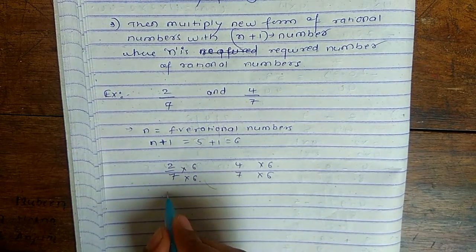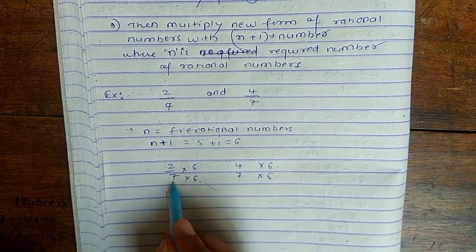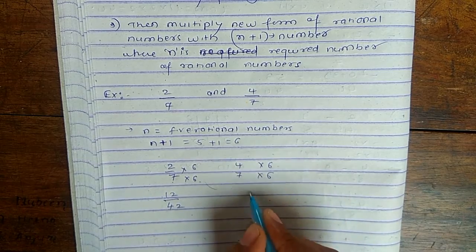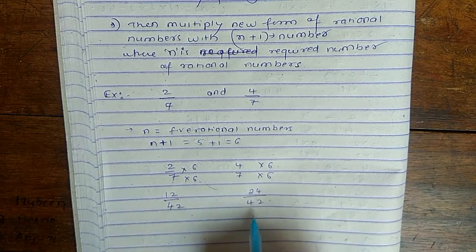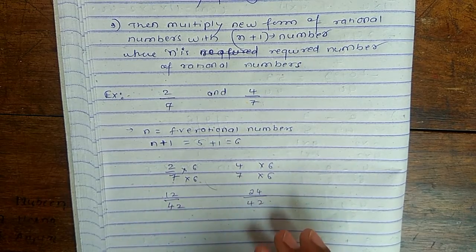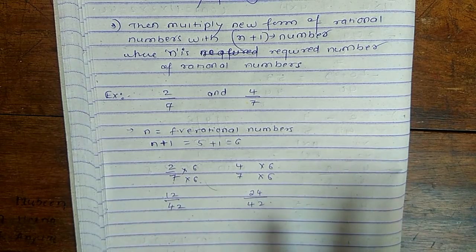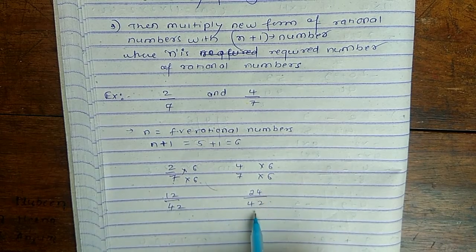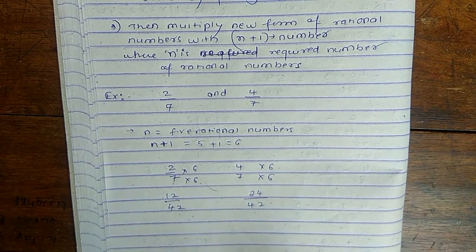2 sixes are 12. After multiplying, you will get equivalent rational numbers. 7 sixes are 42. And 4 sixes are 24, and here 42. So you have made the denominators the same, because these are equivalent rational numbers. Now we have 12 upon 42 and 24 upon 42. The denominator 42 is the same, and between 12 and 24 we have many numbers, isn't it?